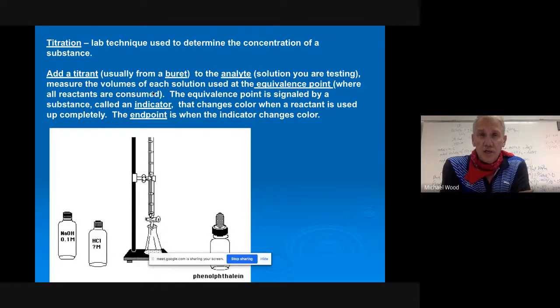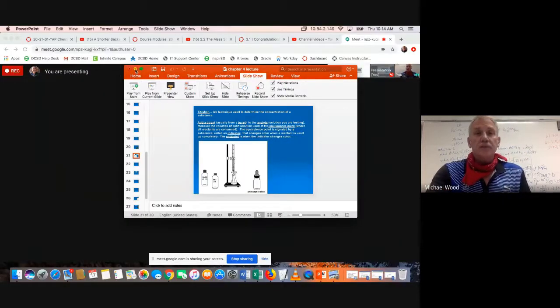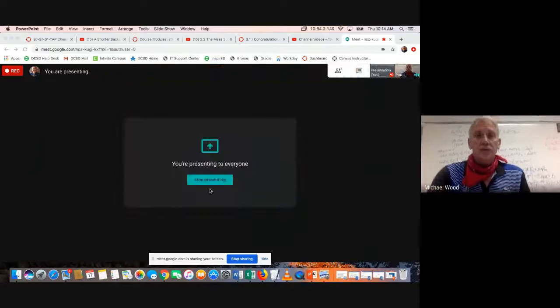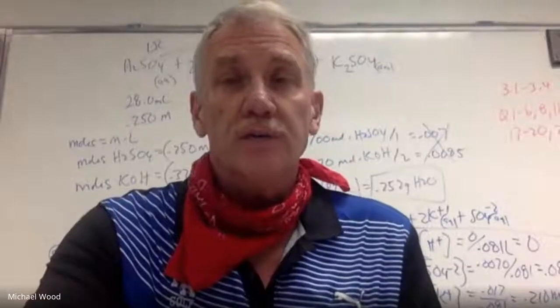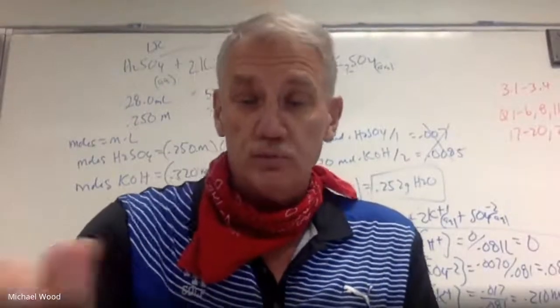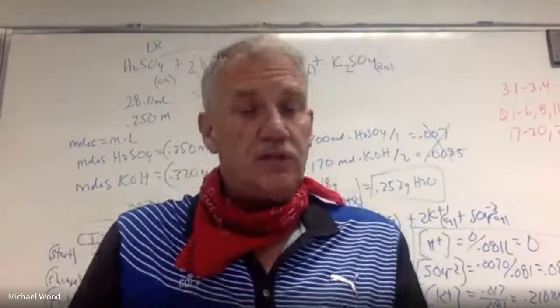It changes color, and the reaction is used up. And the end point is when the indicator changes color. And for right now, we're going to say the end point and the equivalence point are the same. And again, if we get to a certain place in chapter, I think it's 14, it just depends on how far we get, we'll kind of review some of these terms.